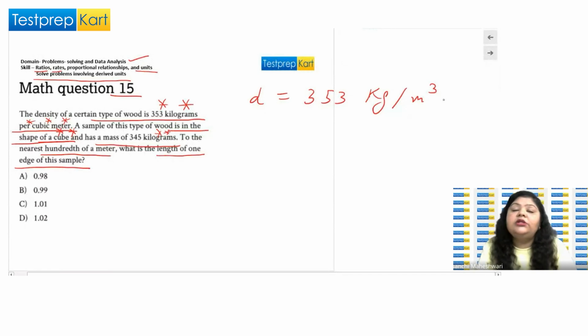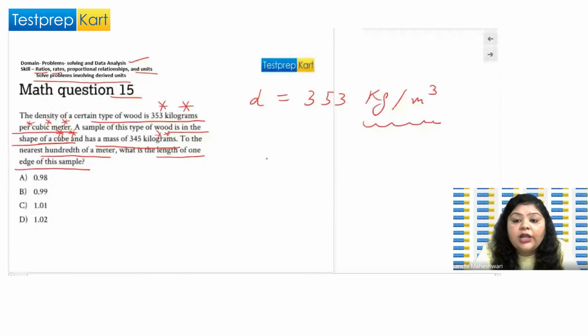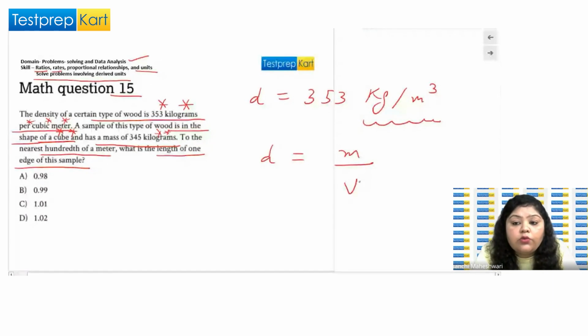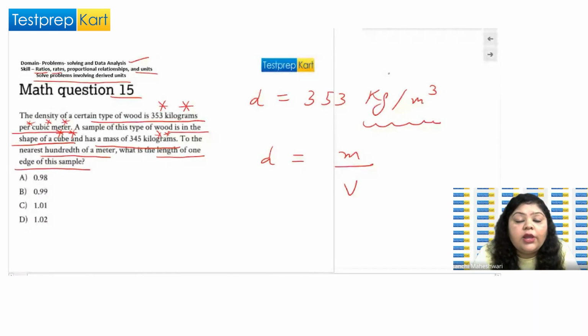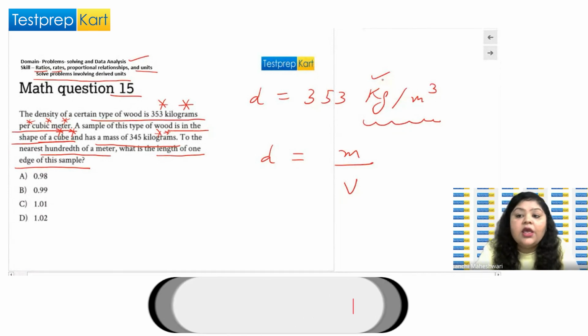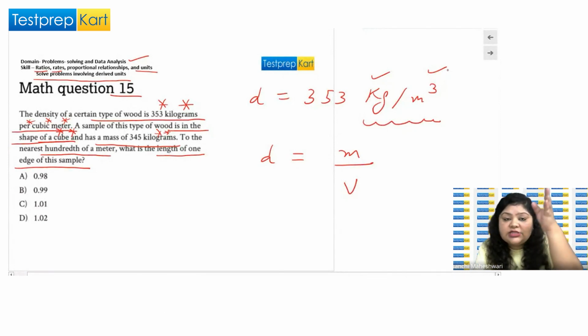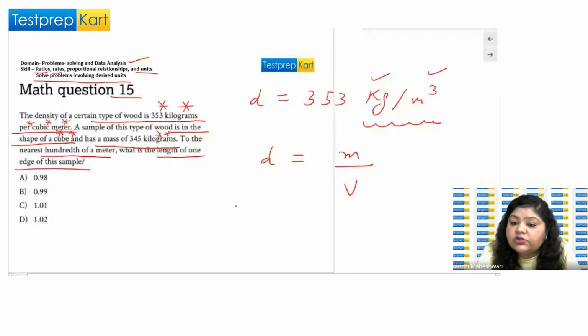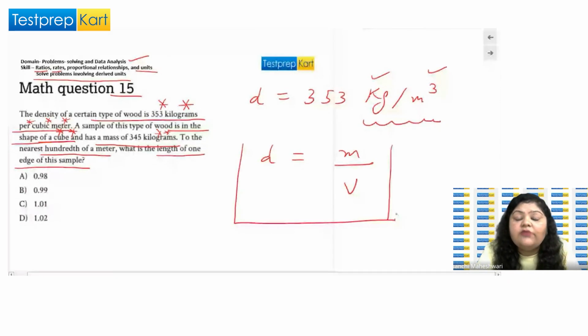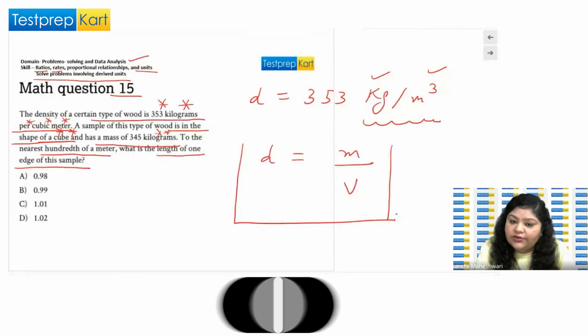Now let's assume I don't know the formula, but with the help of this unit, can't I say that density would be mass upon volume? Why? Because the very first thing I have is kilogram, which means either mass or weight. And the second thing in the unit I have is meter cube, which means it is the cube of three things: length, width, and height. Are you getting my point? So definitely this is the formula for density. Even if you do not remember the formula, you can derive it with the help of the given unit. Is it clear?